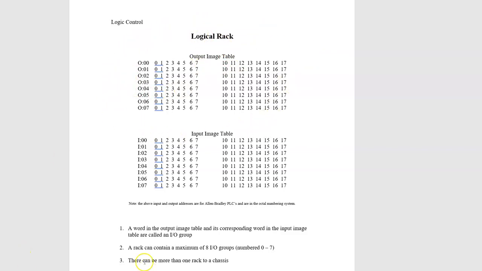Well, if you read down here, this is kind of small print here. It says the above input and output addresses are for Allen Bradley PLCs and are in the octal numbering system. So this is a specific type of numbering system called octal.